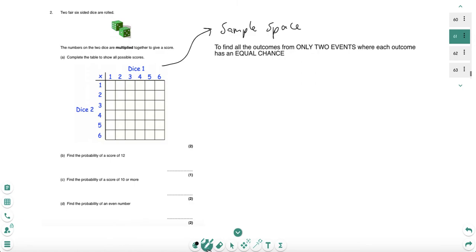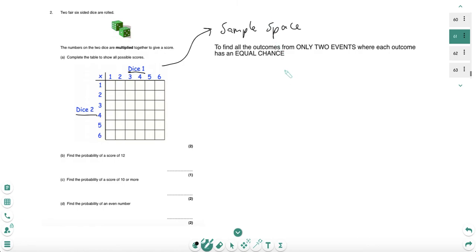In this question, we can draw a sample space because we're trying to find all the outcomes from two events. We're rolling a dice 2 times. And when you roll a dice, there's an equal chance of getting each of the numbers, okay? The chance of you getting a 1 is the same as a 2. The chance of getting a 2 is the same as a 3, and so on and so forth, okay? And it helps us find all the outcomes from two events.